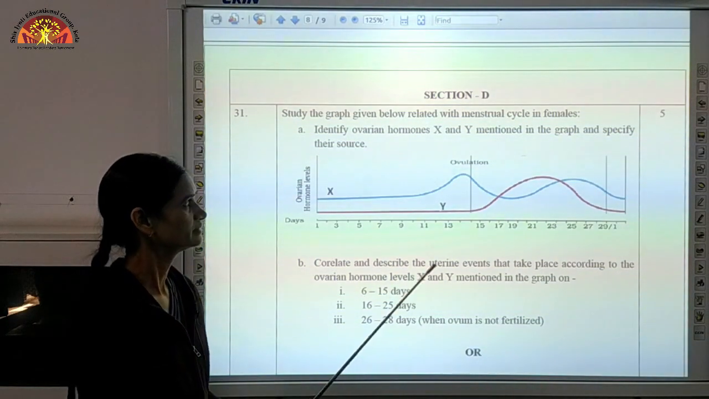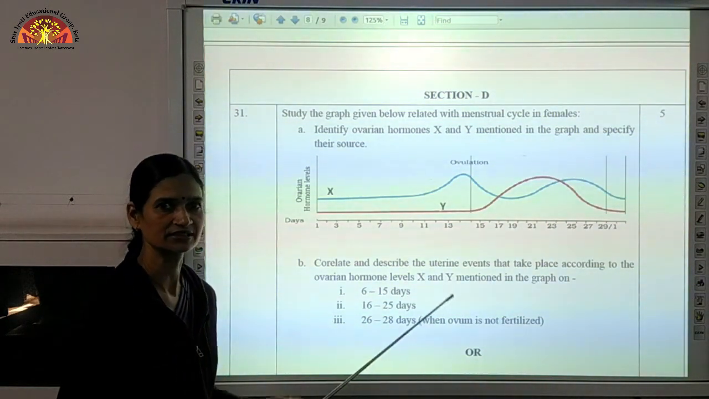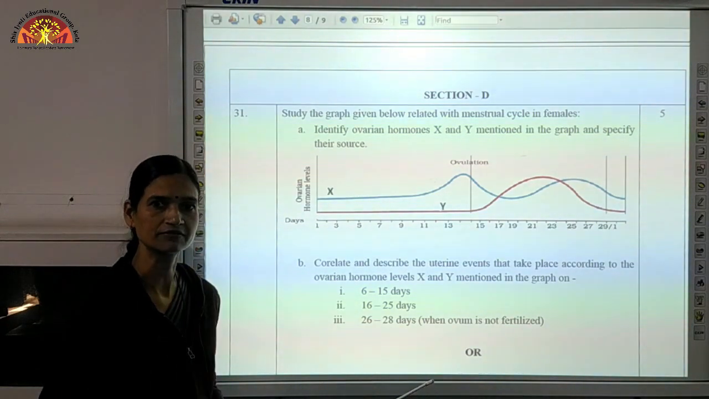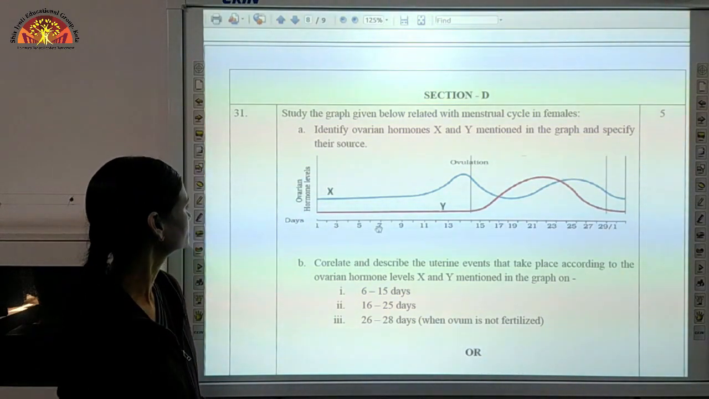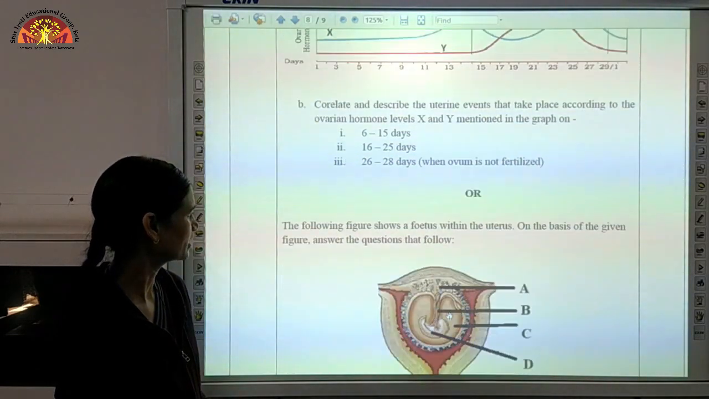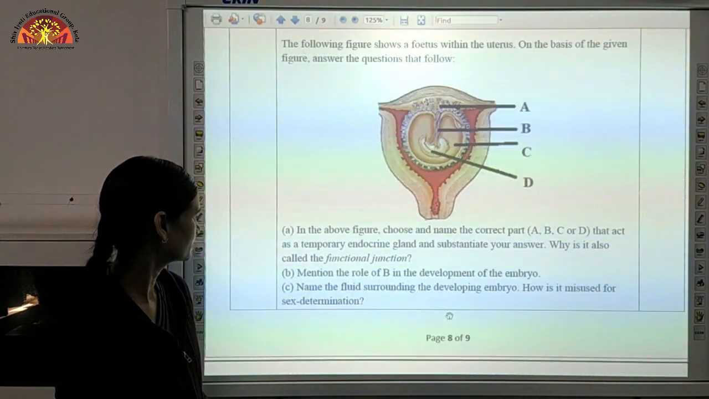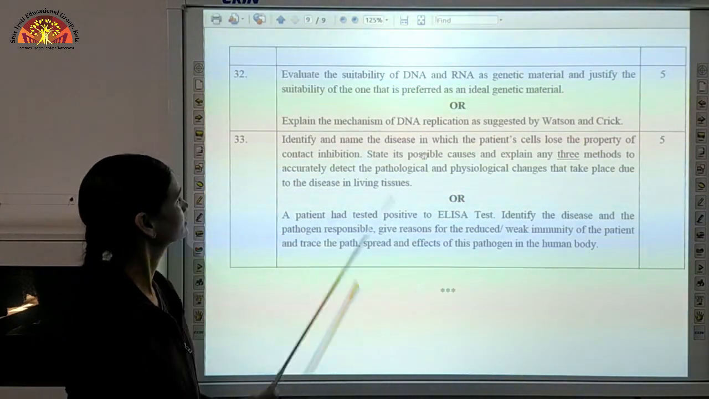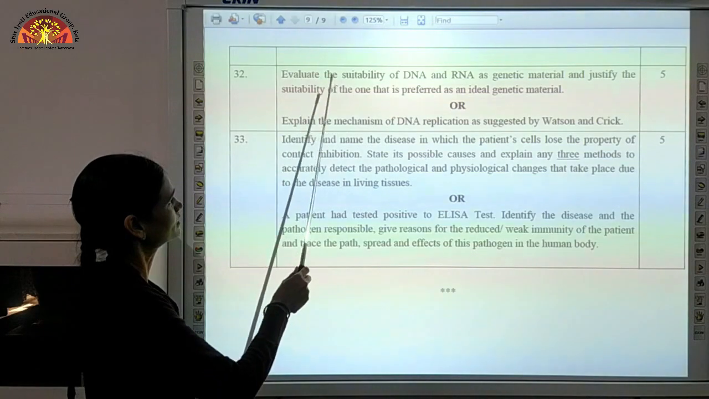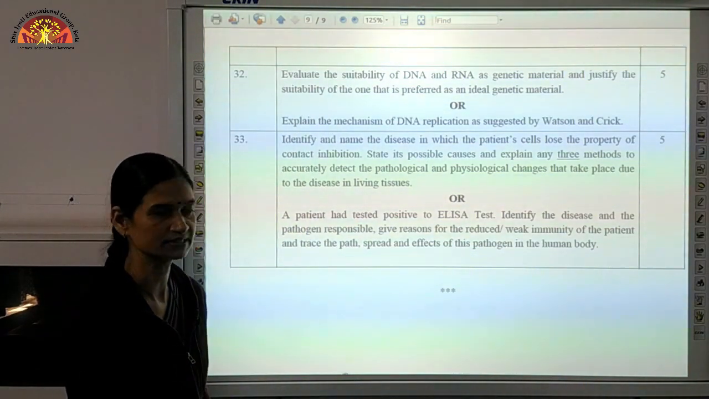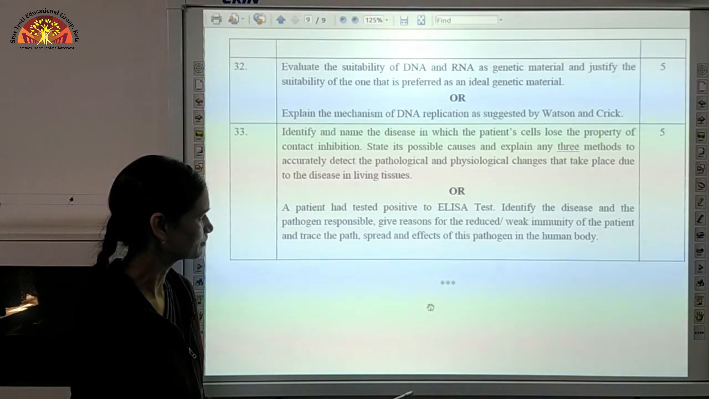Now section D, which is of 5 marks each, 3 questions are there, each of 5 marks and all the 3 questions have internal choices. Like question number 31 में भी choice है, you can do this part or this part. Similarly question number 32 also has choice, either you will be attending this part or this part, and 33 number question में भी आपको choice है. So this was about the sample paper.